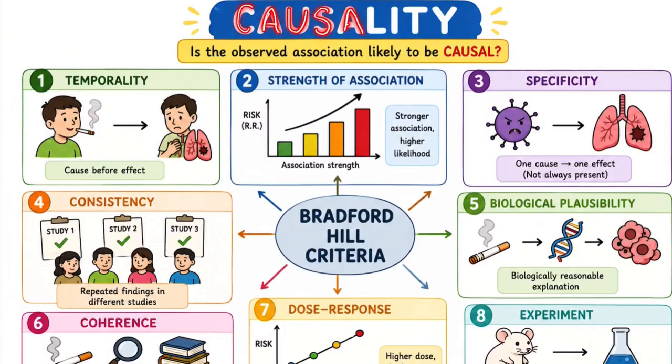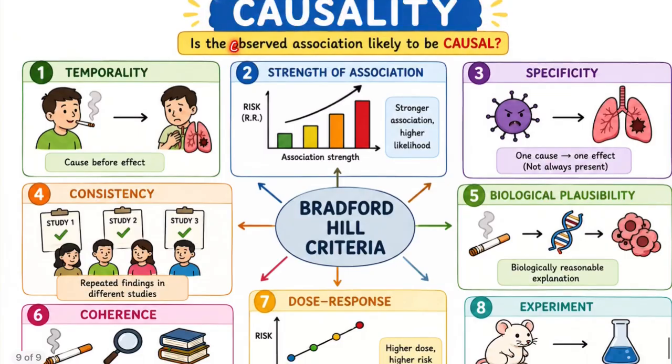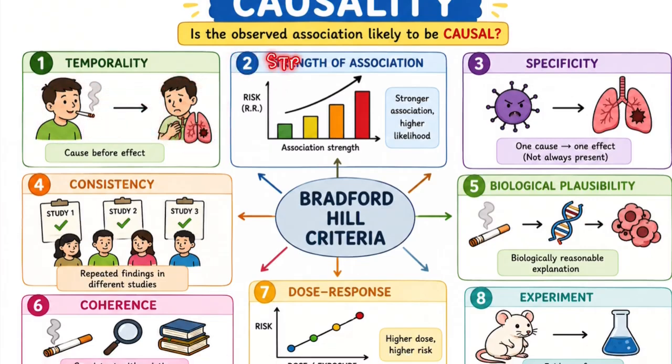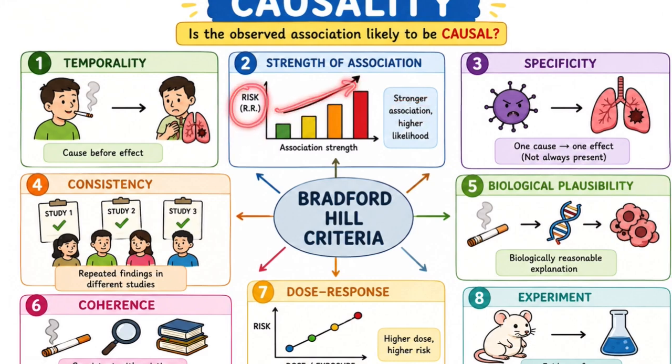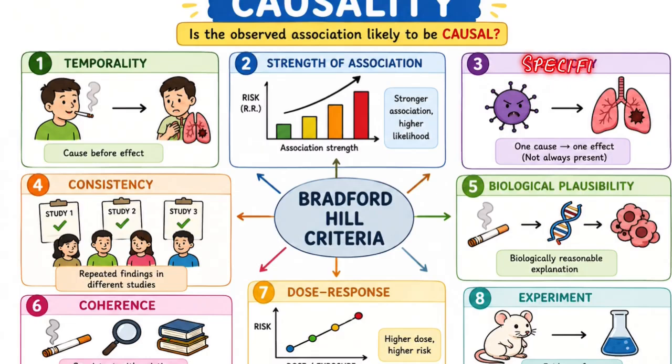Whether exposure has caused disease or not is shown by causality. Causality is shown by the Bradford Hill criteria, which are about 8 criteria. First is temporality, that is, the cause occurs before the effect. For example, smoking occurs before lung cancer. Then strength of association, which means the stronger the association, the higher the likelihood of disease. Third is specificity, one cause, one effect. It is not always present. Fourth one is consistency, which is shown in the first study, second study, and third study.